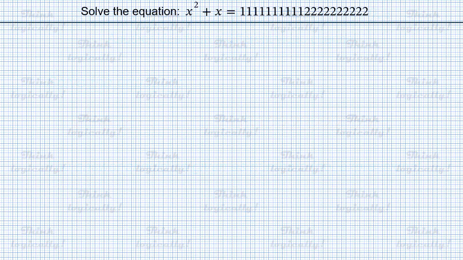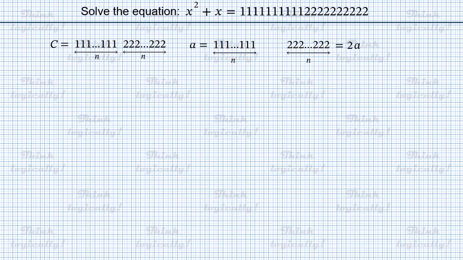Actually, we are going to solve a more general equation, where the right hand side, name it C, is a number written with n ones and the same amount of twos. Let a be the number written with just n ones. Then the number written with just n twos is of course 2a. If you succeed in expressing C in terms of a and nothing else than a, the problem is practically solved.